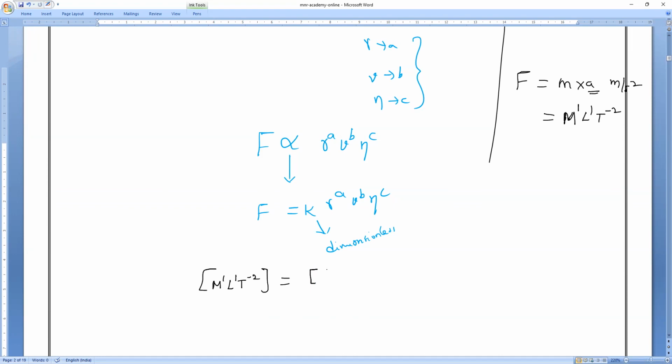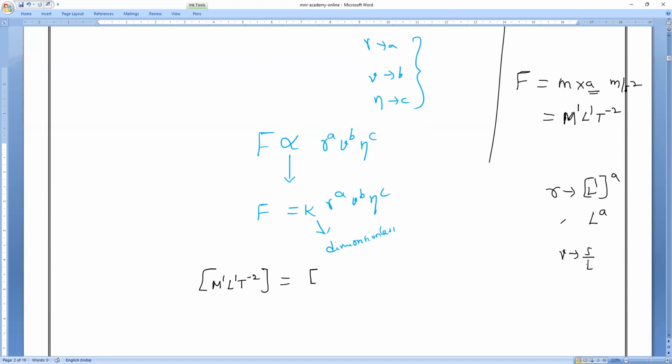Radius means meters, so radius is L power 1. Write it. L power 1 means L power 1 whole power A, so that it will turn into L power A.